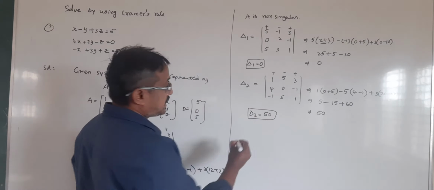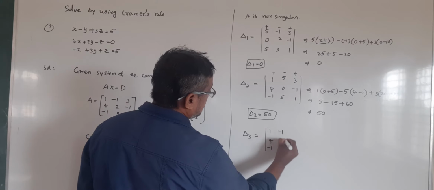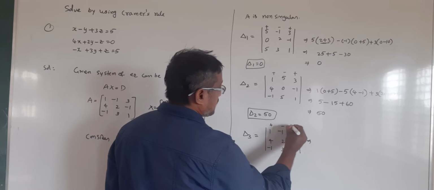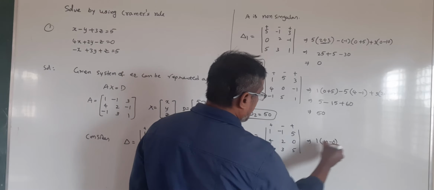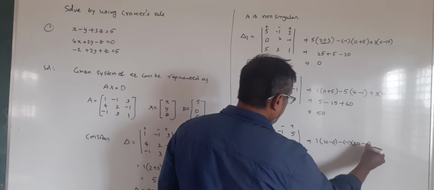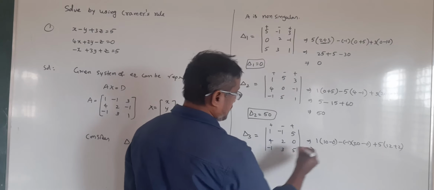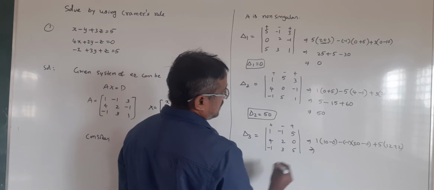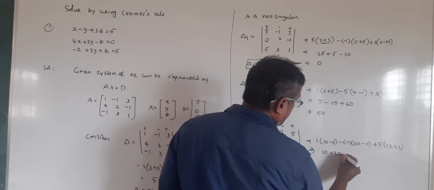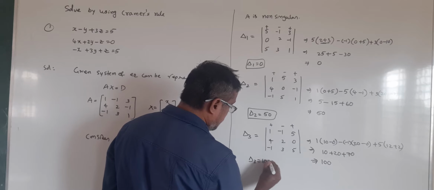Now let us find delta 3. Delta 3 is equal to the determinant 1, 4 minus 1, minus 1, 2, 3, 5, 0, 5. So plus minus plus 1 into 10 minus 0, minus of minus 1 into 20 minus 0, plus 5 into 12 plus 2. So 10 plus 20, 14 5s are plus 70. So it will be 100. So delta 3 is equal to 100.